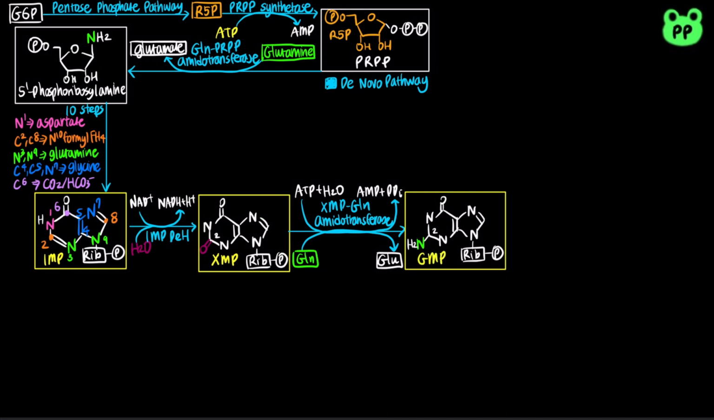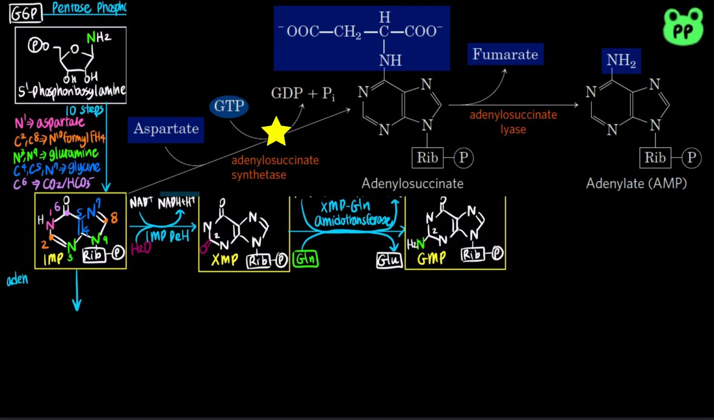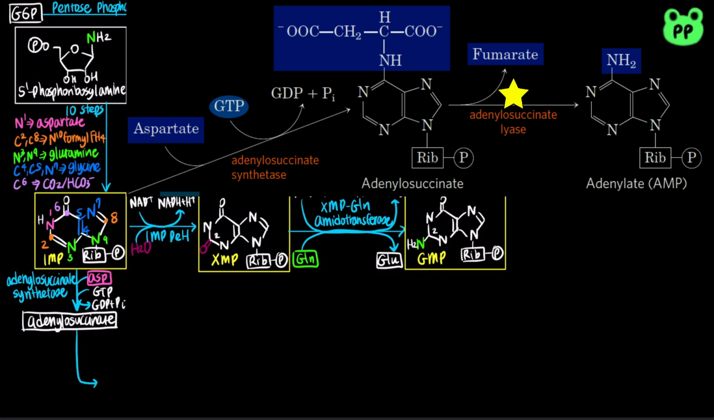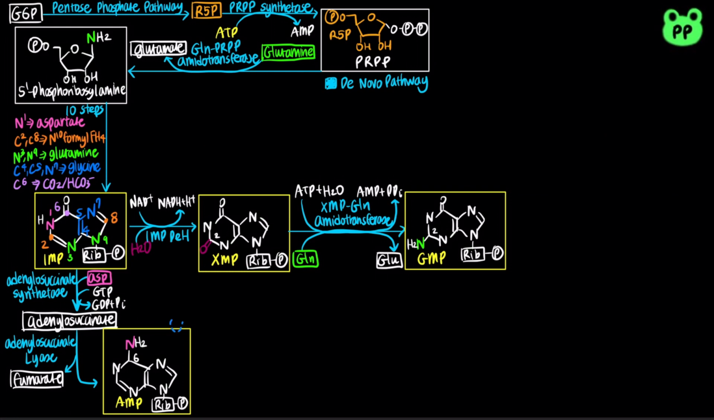IMP can also undergo 2 reactions to produce adenylate or AMP. First, adenylyl succinate synthetase condenses IMP with aspartate to produce adenylyl succinate, which is coupled to the hydrolysis of GTP to GDP and inorganic phosphate. Next, adenylyl succinate is cleaved by adenylyl succinate lyase to form fumarate and AMP. From these reactions, we can see that the extra amino group on carbon 2 of GMP is derived from glutamine, while the extra amino group on carbon 6 of AMP is derived from aspartate.